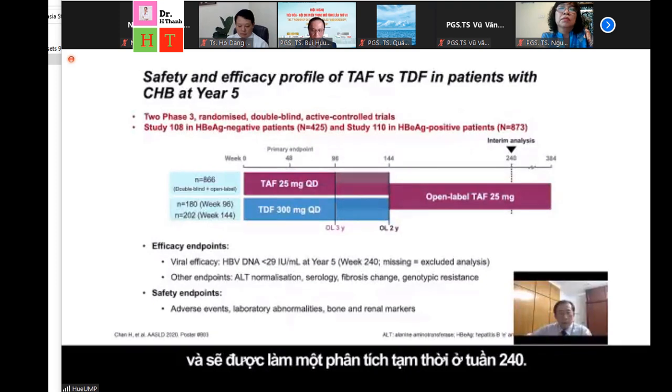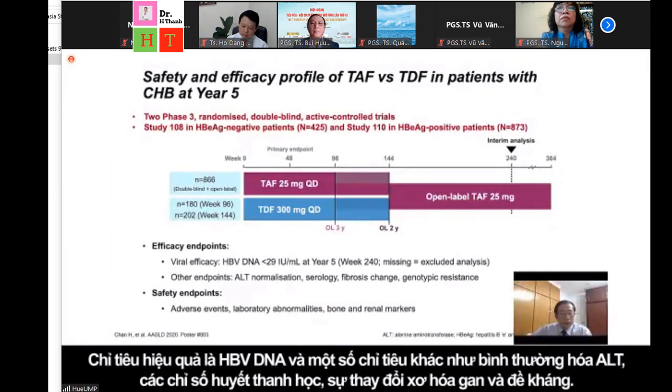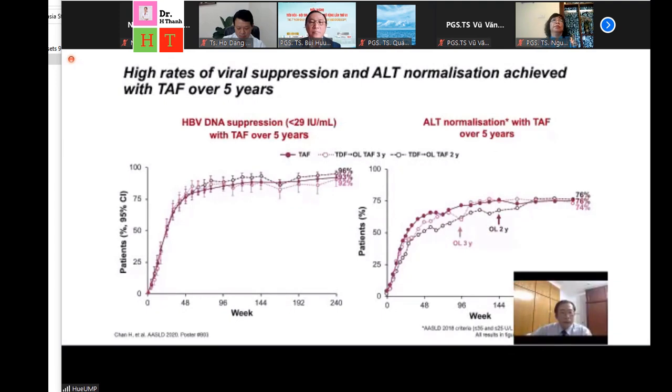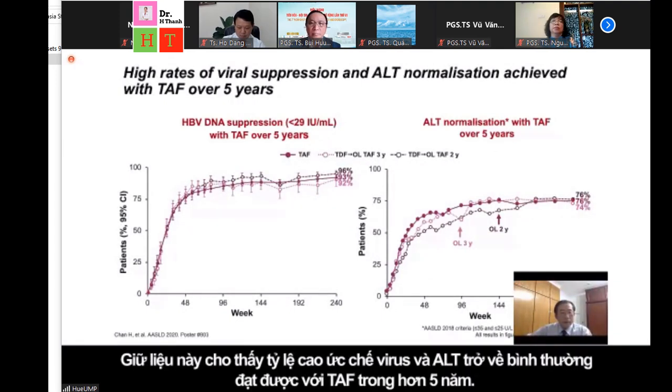There is an interim analysis at week 240. The efficacy endpoint is viral efficacy, and other endpoints include ALT normalization, serology, fibrosis change, and also genotypic resistance. There are also safety endpoints, especially about the bone and the renal markers. These two figures show the high rates of viral suppression and ALT normalization achieved with TAF over 5 years.